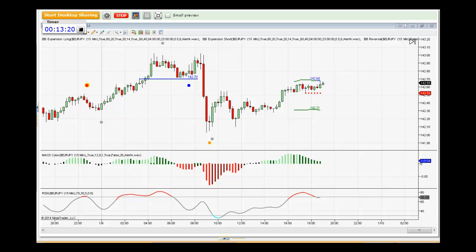Here, Euro Yen validated at 142.68. See, now it turned blue. Everybody see that right here? So at 142.68, we would have placed our buy orders and taken this particular trade as a long trade.